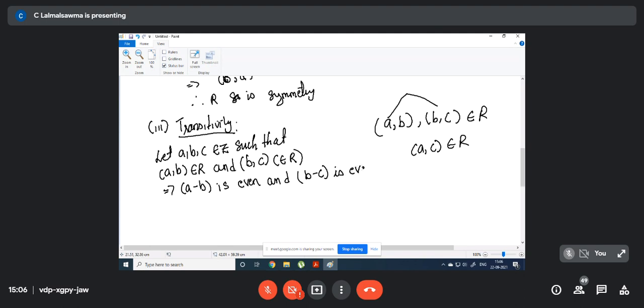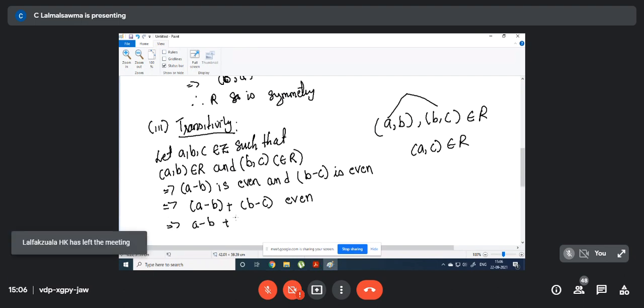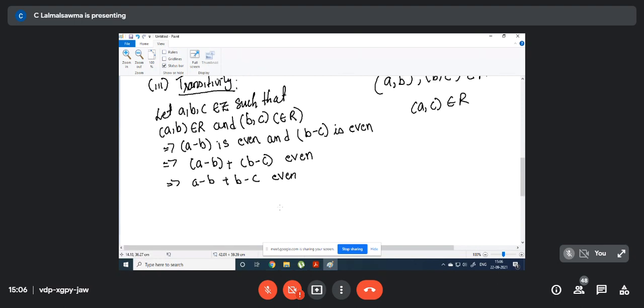Can anyone tell me, if we add two even numbers, is the answer even or odd? Even, sir. Yes, very good. If we add this even and this even, the sum will be even. So a minus b plus b minus c is even. If we remove the brackets, it is minus b plus b.